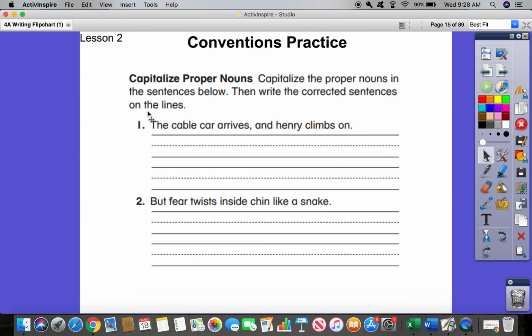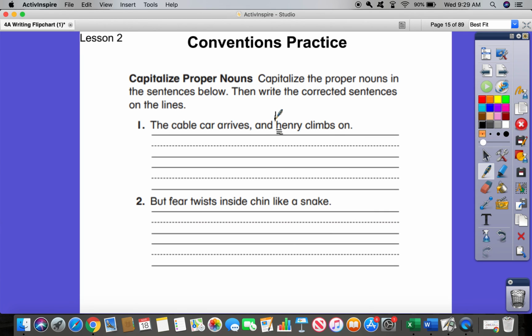Okay, so what I want you to do is you're going to go through and actually fix the sentences, just like when I fix your writing. If you remember what I do, okay, I'll help you with the first one. It says, the cable car arrives and Henry climbs on. So I have to find the proper noun. And what I do when you're editing to make sure that it gets fixed to a capital, you underline 3 times. So you're going to do that, okay?